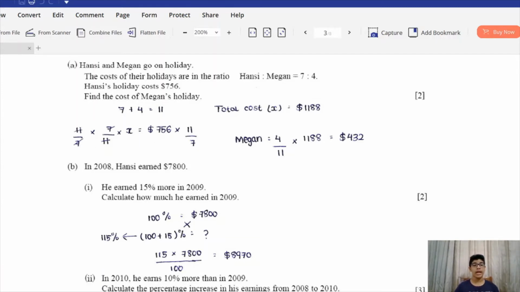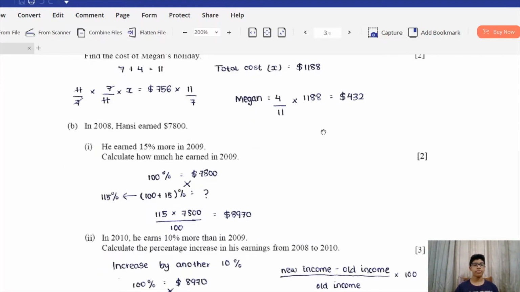So we're going to isolate x, so multiply by 11 over 7 on both sides to remove the fraction. And that gives us total cost x is $1,188. So that's the total cost of both their holidays combined. So now what we need to do is either take 4 over 11 multiplied by 1,188 as I did, and you should get an answer of 432, or you can take 1,188 subtract Hansi's cost, which is 756, and you should also end up with $432.